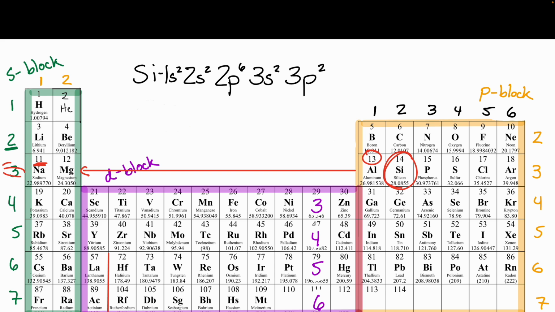All right, just for fun here, let's do one more. Let's do an element that lives in the p block. I want you to tell me cobalt's electron configuration. I'm sorry, the d block. Cobalt's electron configuration.